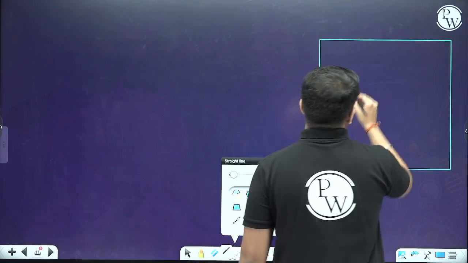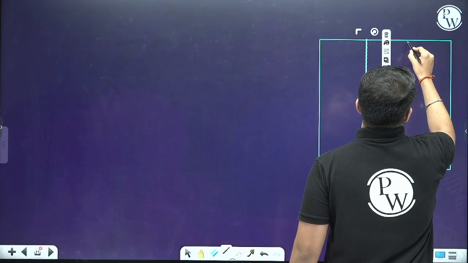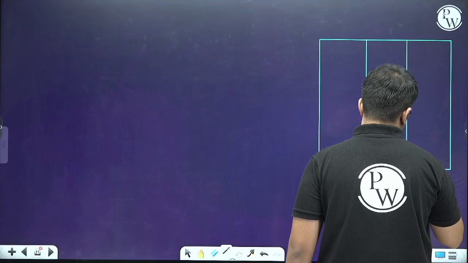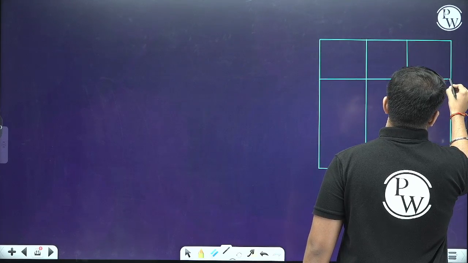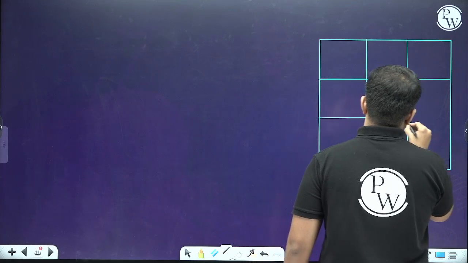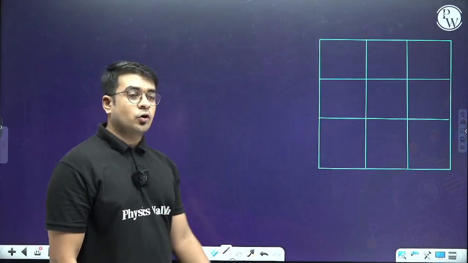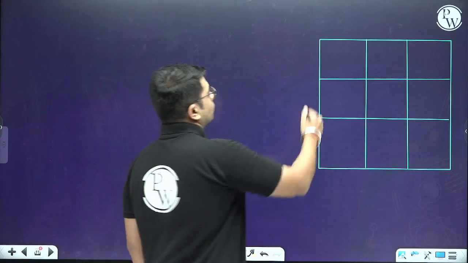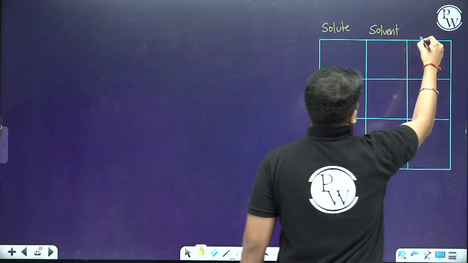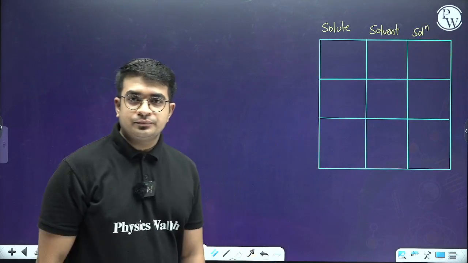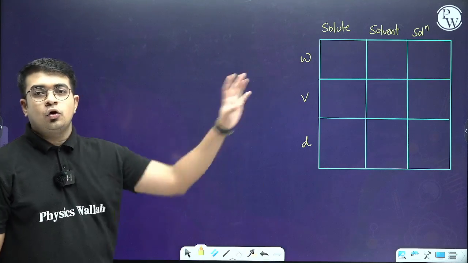A very simple box. So this is the first part. Okay, this is the second part. So you can see we have a 3 by 3 box. So what are the informations you have to write down? First of all, that box is solute, that is solvent, and that is solution. First part. Next part is weight, volume and density. So just write down all the informations which are given.